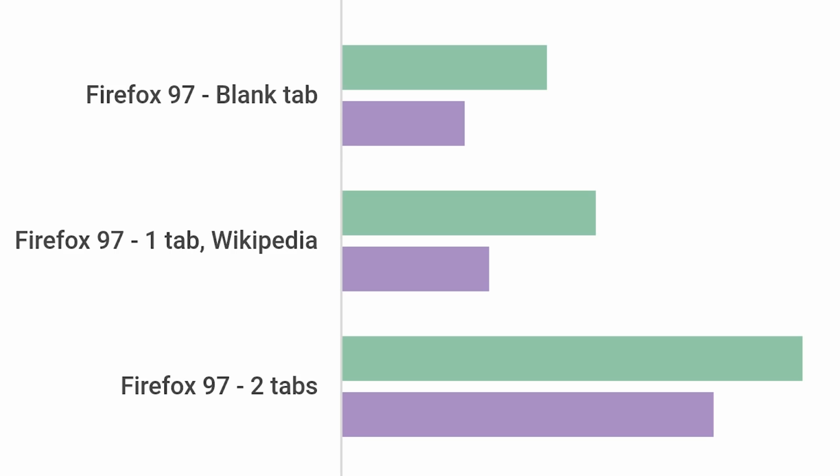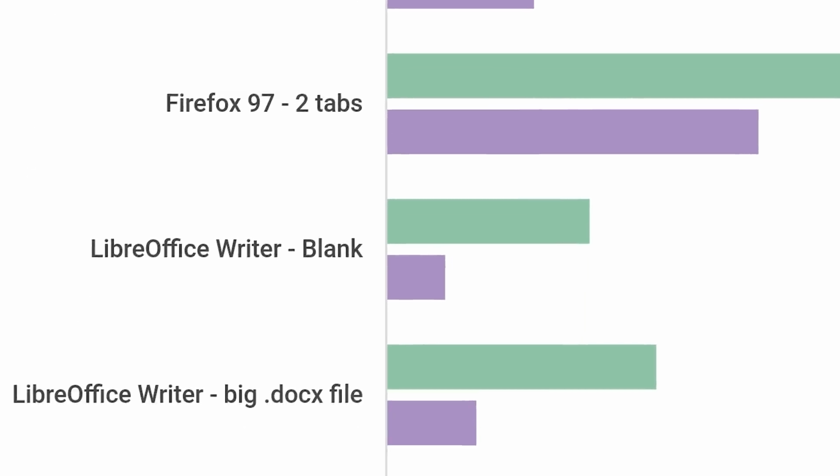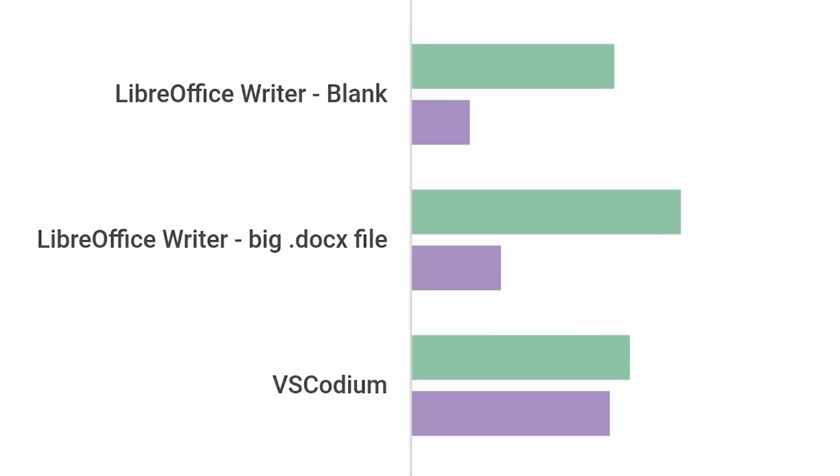Open up a tab, Wikipedia, again the Linux version is using much less memory. Two tabs, the Linux version is using less memory. And you go for LibreOffice Writer, blank document, just start it up again, Linux using much less memory than the Windows version. I open up a big docx file, again the Linux version using much less memory. When we come to VS Codium, it seems to be fairly similar here, not much to choose between them.